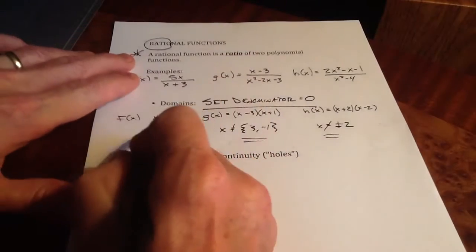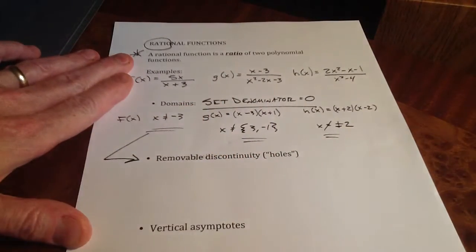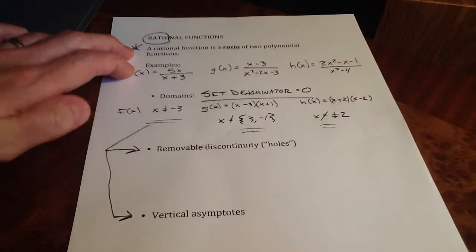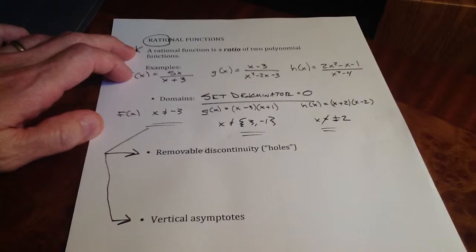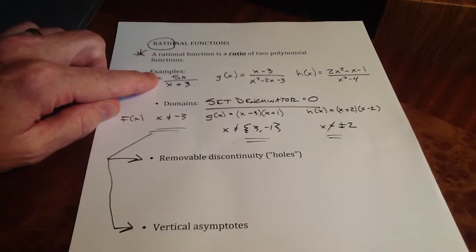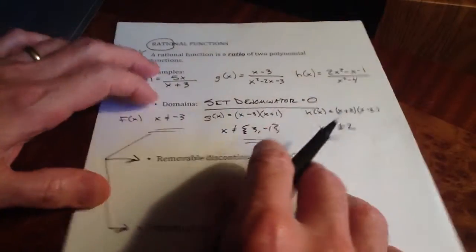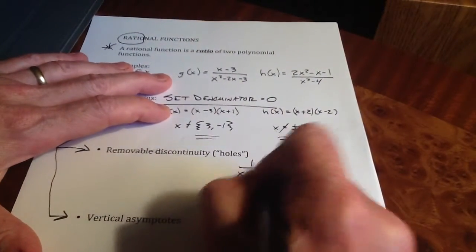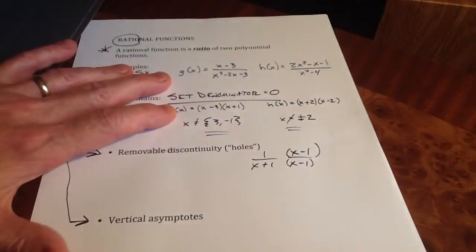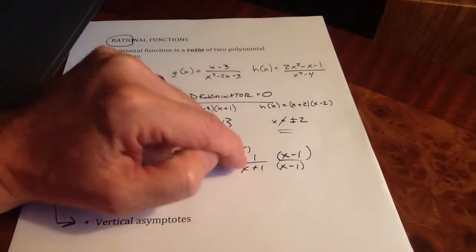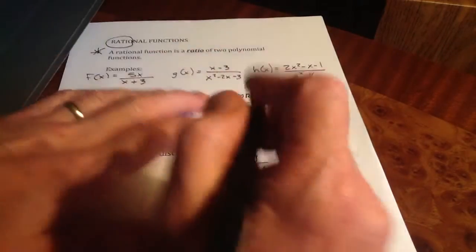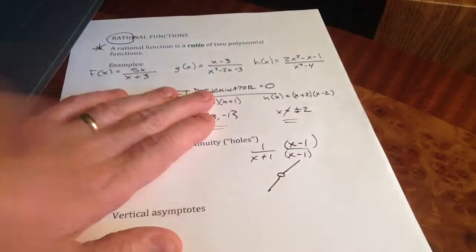One of two things is true. They are either a hole or it is a vertical asymptote. In order to determine that, we have to factor both the top and bottom. When we look for a hole, basically if I took a function 1 over x plus 1 and multiplied it by, say, x minus 1 over x minus 1, I would have a function that looked exactly like this with a hole at 1. And that would look graphically like that.